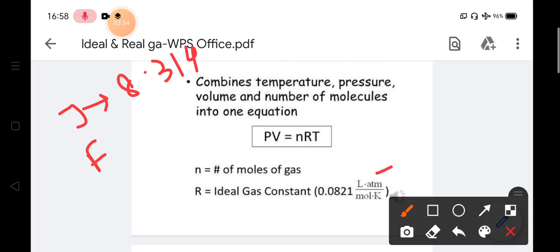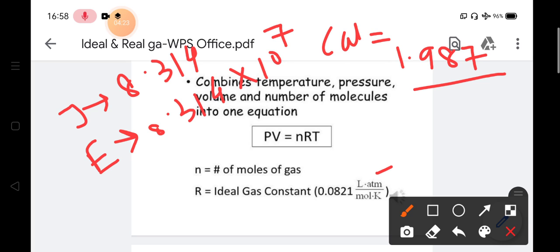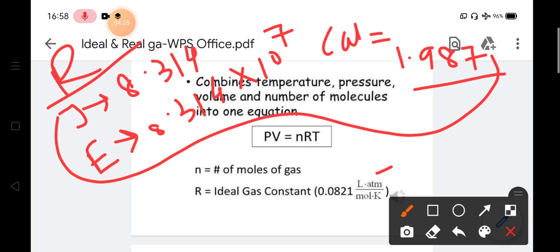In the case of erg, the value of the ideal gas constant R will be 8.314 into 10 to the power 7. In the case of calorie, the value will be 1.987. So these are the values of R.